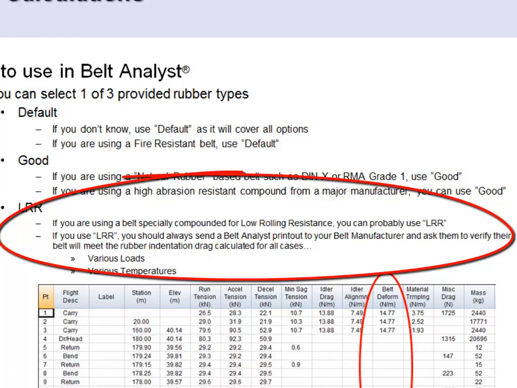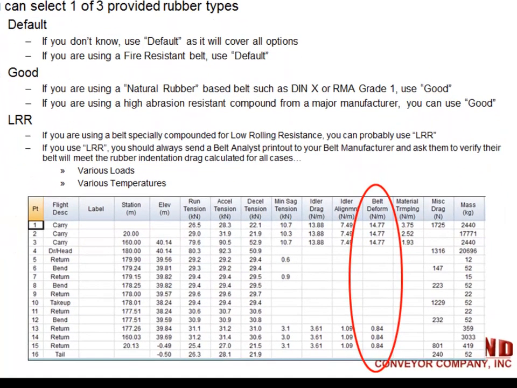But if you use the LLR category, you should be aware that you need to send the Belt Analyst printout to your belt manufacturer and let them confirm or verify that the compound that you've selected or they've recommended to you does meet the rubber indentation as calculated in Belt Analyst.